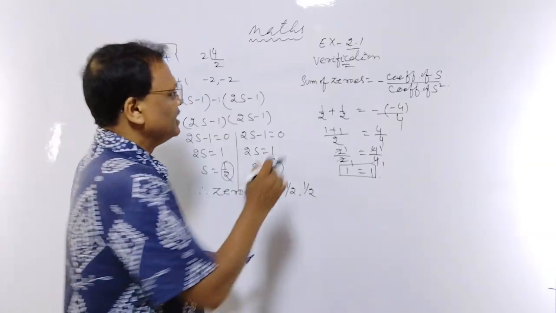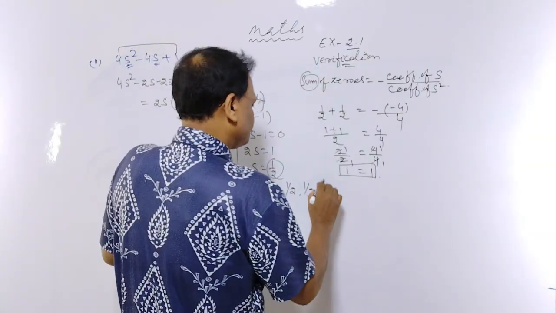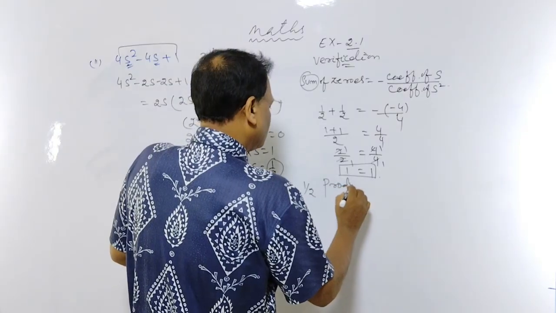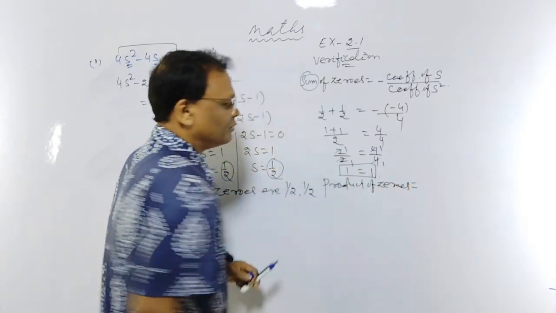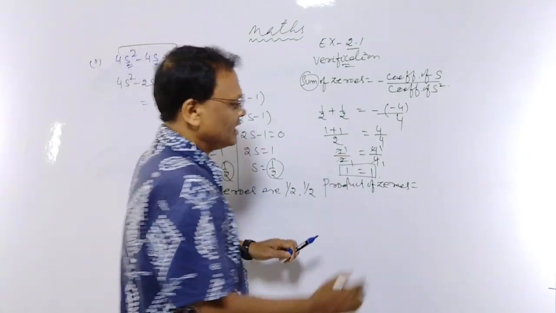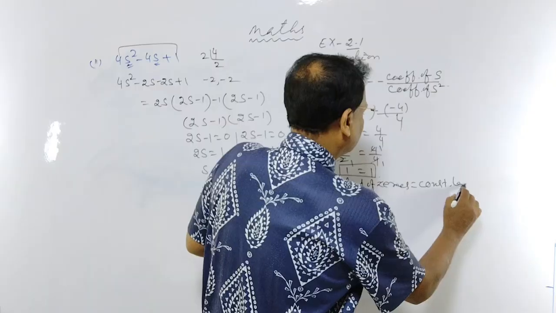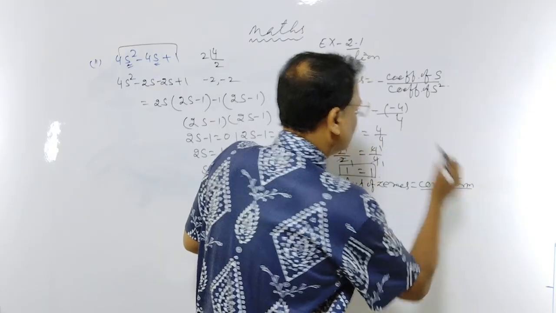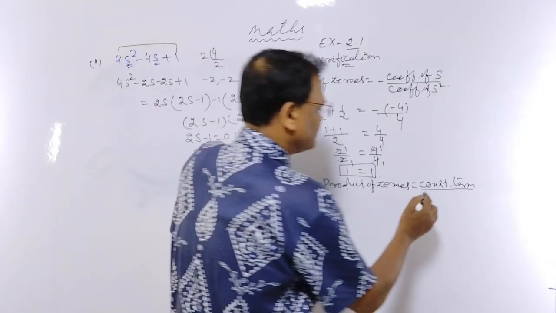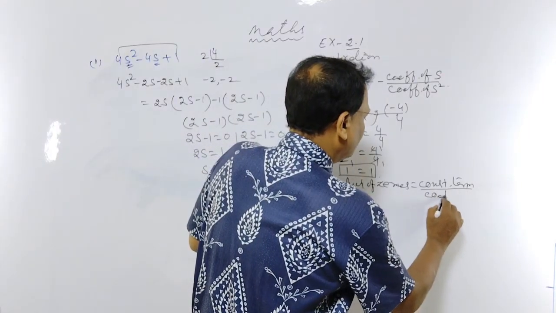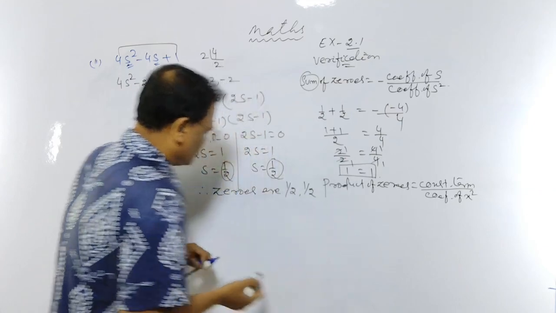Sum of the zeros, in fact, this is over. Now I'll find the product of the zeros. Product of zeros, and what is the formula? Product of zeros is the constant term over the coefficient of x square.